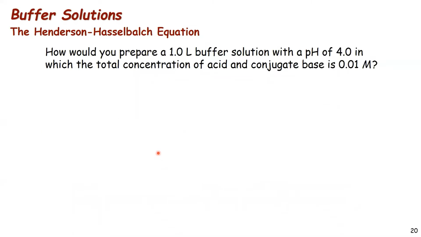Okay, so let's do an example then. How would we prepare a 1 liter buffer solution with a pH of 4.0 in which the total concentration of acid and conjugate base is 0.01? Okay, so I understand what 1 liter of the buffer solution is. I understand that we want it to be a pH of 4.0, but what is this down here? This whole last line, what does that represent?